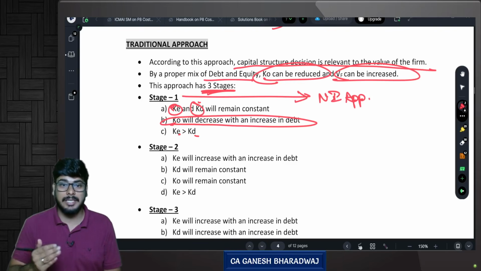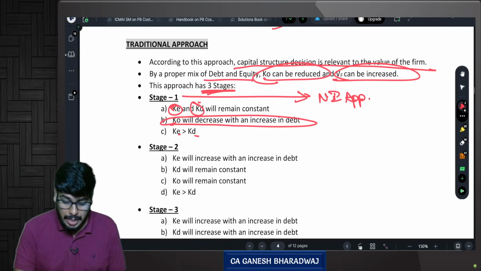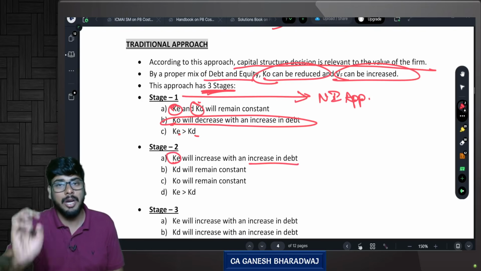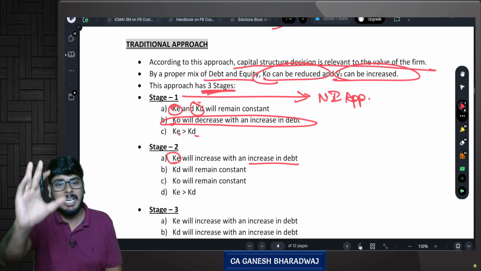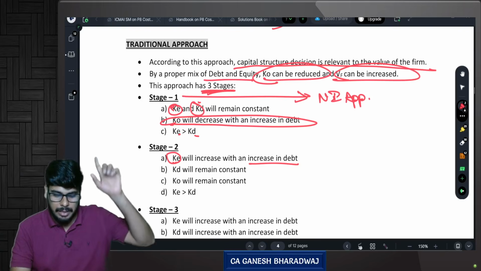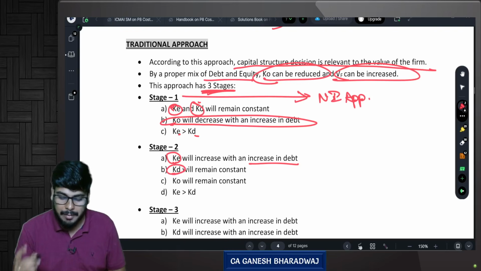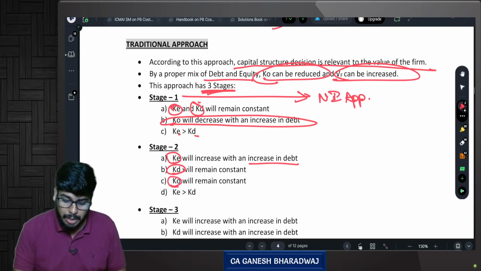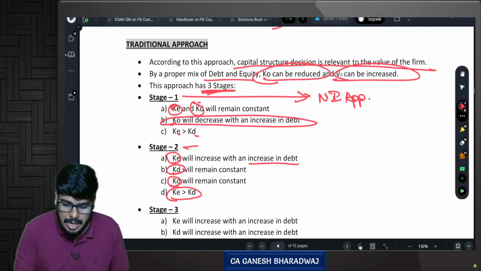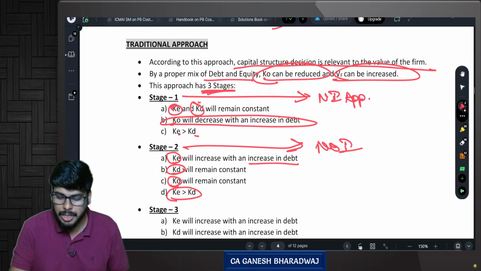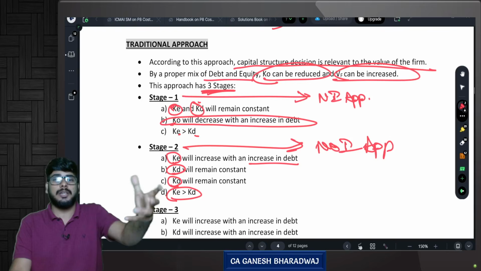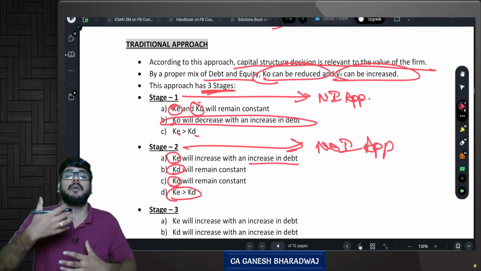Then he's saying, stage 2 will start. What is stage 2? KE will increase with an increase in the debt. Now beyond the point, he's saying, if you further infuse more debt, KE will start increasing, KD will remain constant, KO will also remain constant, and KE is always greater than KD. What is this? Nothing but NOI approach. He's saying beyond a point, NOI approach will start.